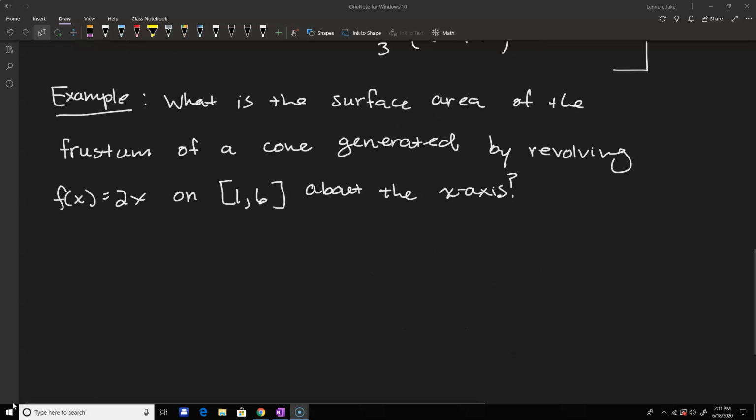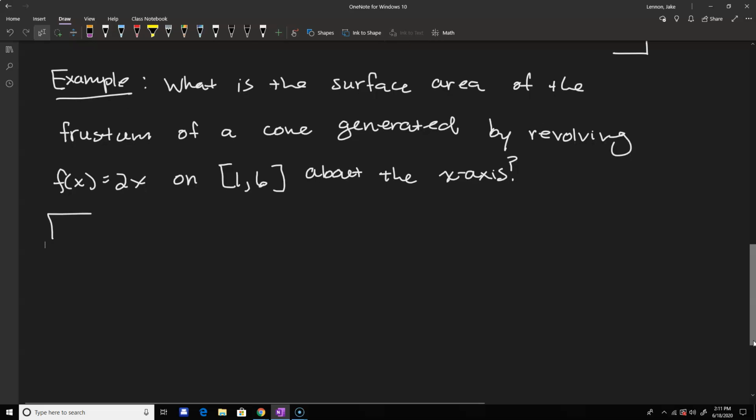Okay, so here's another relatively simple one. We're trying to find the surface area of a frustum of a cone. A cone just kind of looks like a dunce hat or something like that. Basically, we have y equals 2x, which looks something like this. And we're rotating it, but we're cutting off the top since we're starting at 1 and going to 6. So we're getting the part of the cone that starts at this first circle and goes to the bottom circle. We're cutting off the pointy end at the top.